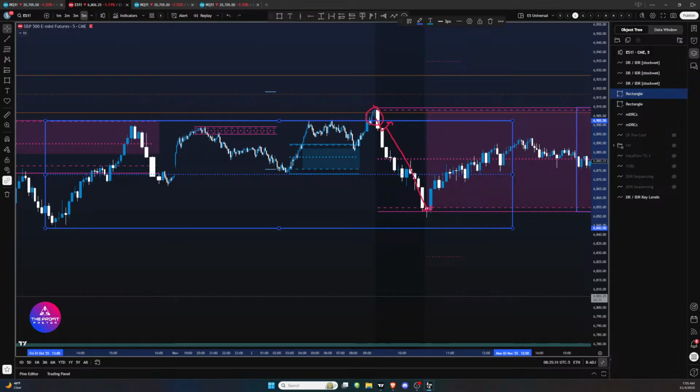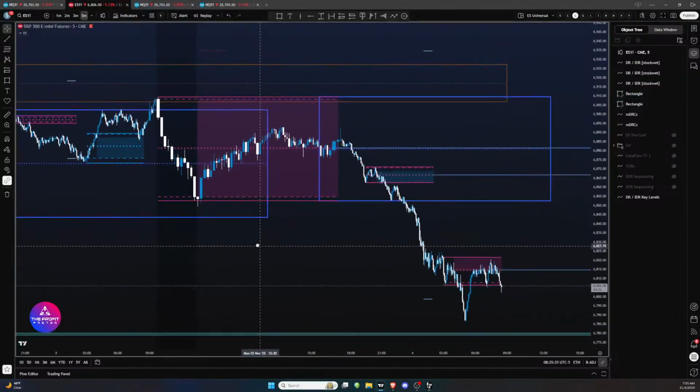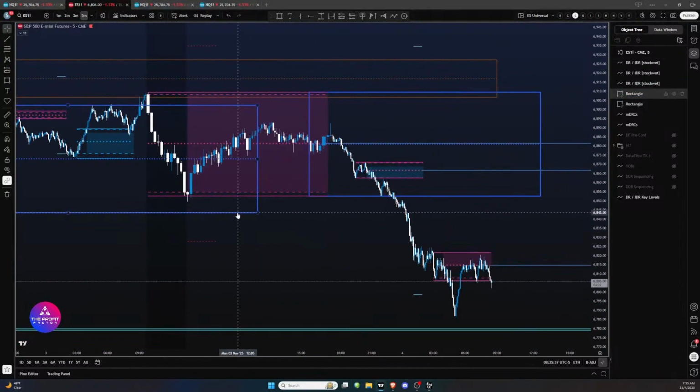Sometimes that happens. And eventually we took off. Eventually we made it down to here. Remember, I think one thing I said is that a lot of times when we fail on one side, we want to test the other side. We eventually did. We did it way out here. It took a while, took until the Asian session, but we did end up doing that, which was awesome.